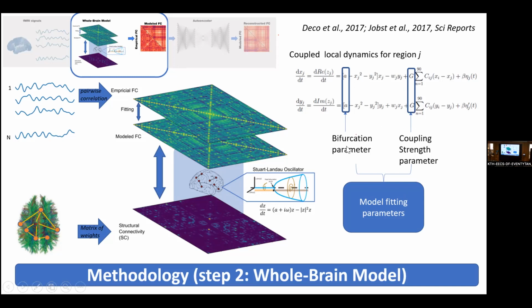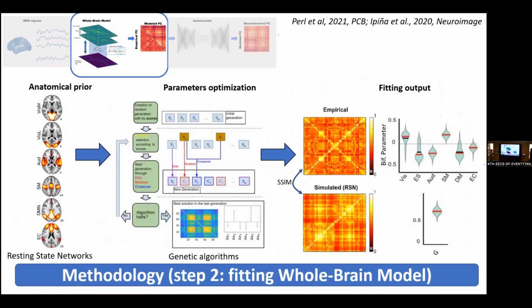These two parameters are: first, the bifurcation parameter a, which I change to change the position relative to the bifurcation point. And the other is G, the coupling strength parameter, which scales equally all the connections in the matrix. It's like a global scaling parameter. So this is the two-parameter fitting that we are using in order to fit our models. This is our optimization strategy.